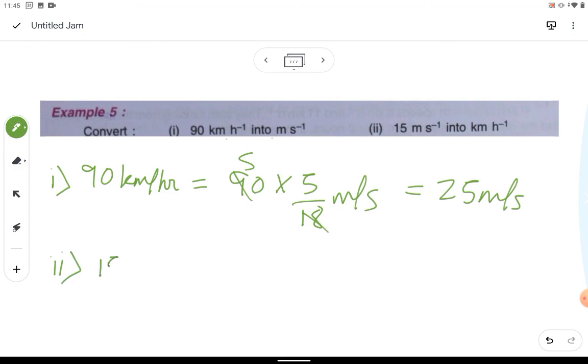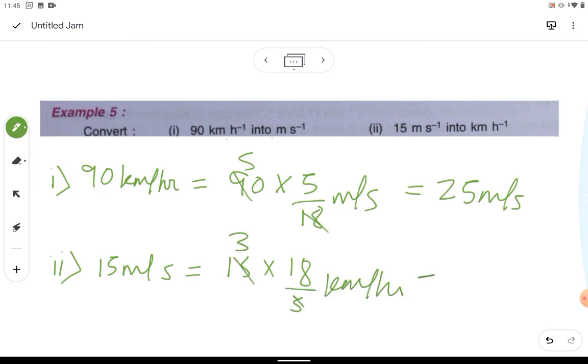Second sum is 15 meter per second to kilometer per hour. That will be 15 into 18 by 5 kilometer per hour. 3, 54 kilometer per hour. You can double check the answer if you want.